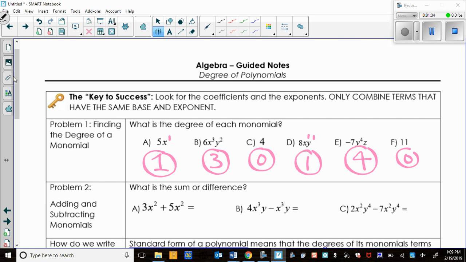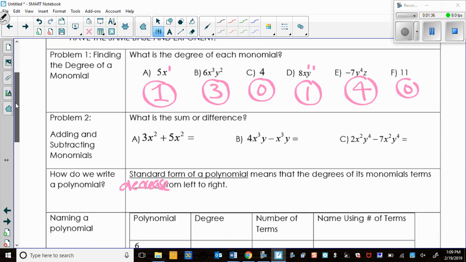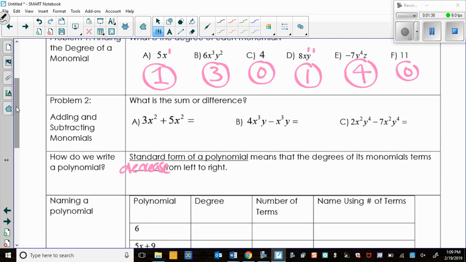Okay, so we are going to quickly look at problem 2. What is the sum of differences? So in this case, I'm just going to be combining the two different terms. Right now I have a binomial. I have two terms here. Because they both have x squared, they have the same base, I can go ahead and combine them.